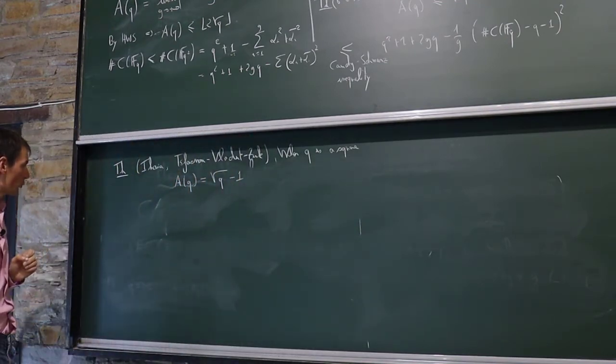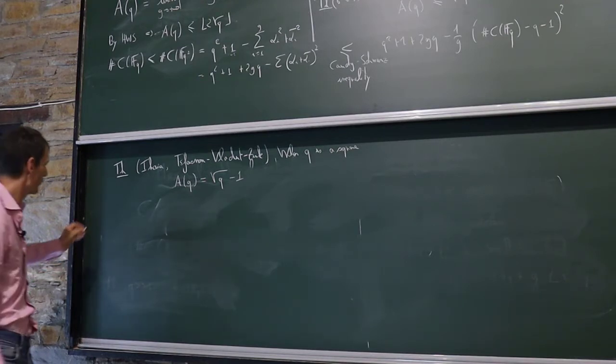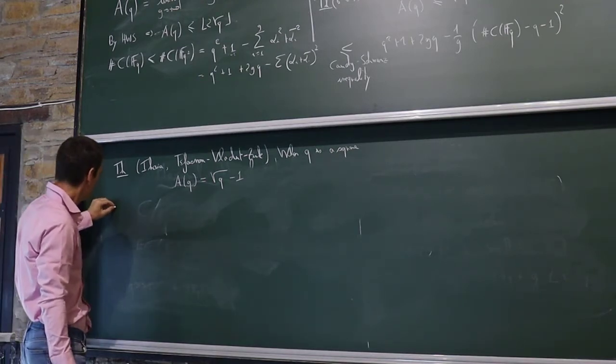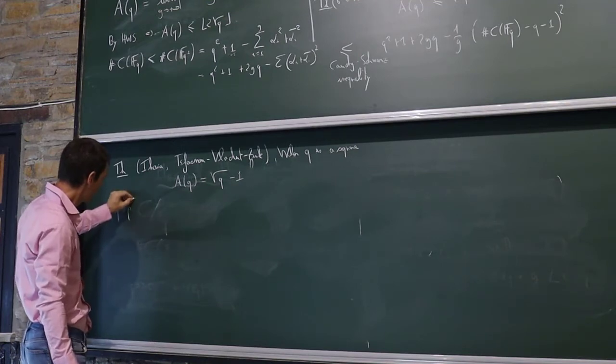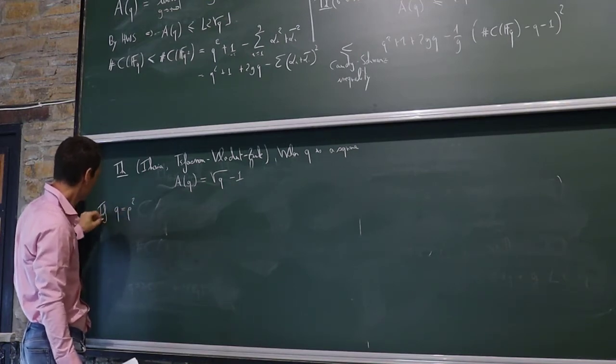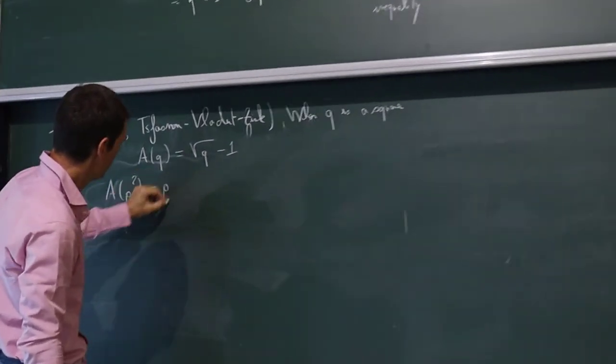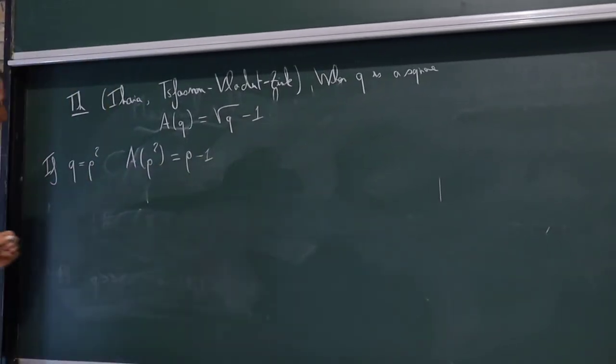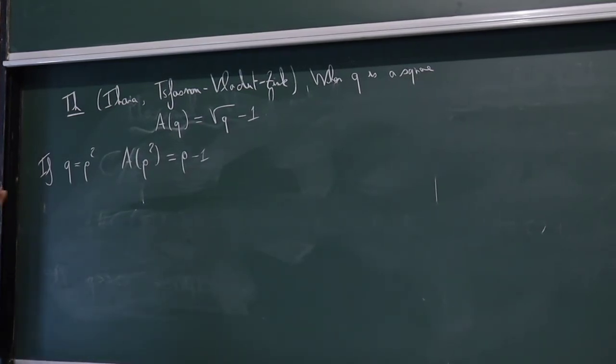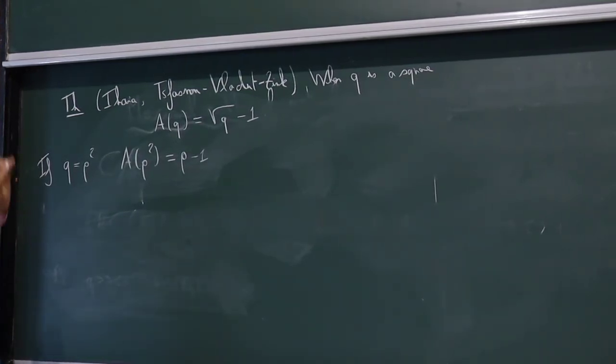And what I would like to show to you, for the end of this lecture, is that in the case where q is p squared, A of p squared is p minus 1. And it will be, of course, a bit sketchy. I can't give all details, but I will try to at least give you the big intuition which is behind.